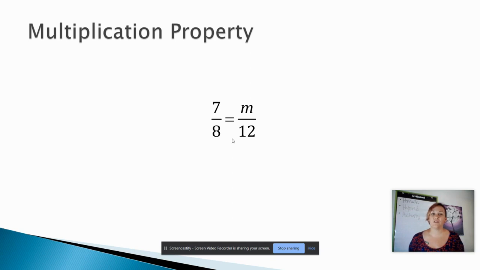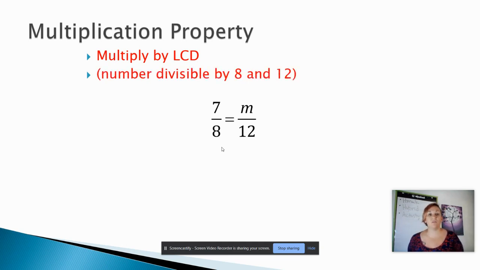Our first method is called the multiplication property. In this method, what we will do is multiply both sides of the equation by the LCD, the least common denominator. To determine what the least common denominator is, you need to look at the denominators of your fractions, and you need to think of a number that can be divided evenly by 8 and also by 12.